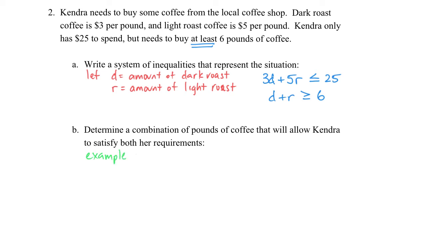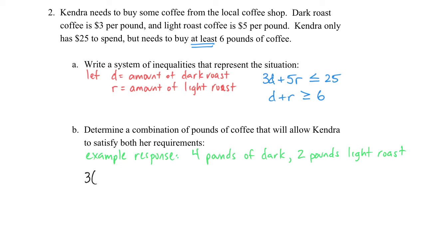So here's an example. This would be an example response because you may have something a little bit different. I'm going to do 4 pounds of the dark roast and 2 pounds of the light roast. Now this may not be perfect. I think it is, but let's find out. After you answer, all you got to do is check it.